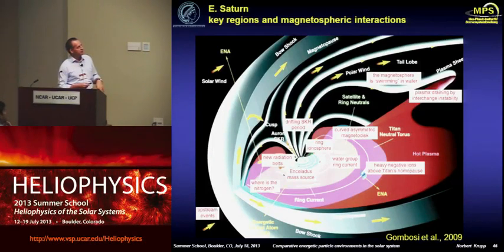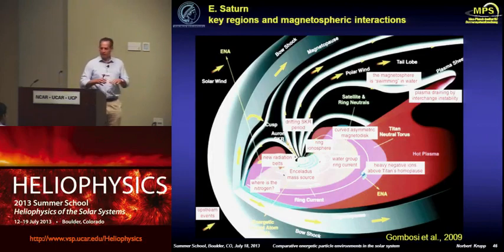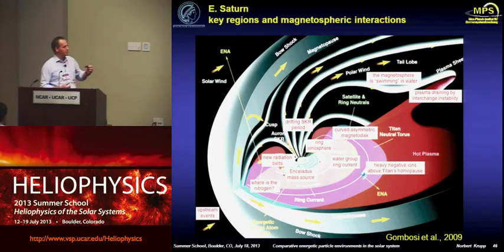And then in the inner magnetosphere, in this ring current region, and inside where the icy moons are located, this is where the low energy particles and also, of course, the neutrals coming off the Enceladus source play the major role. And the interaction between the two is something you can study with energetic particles quite nicely.